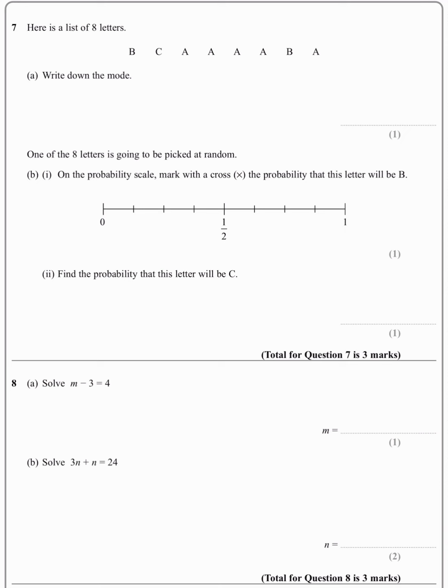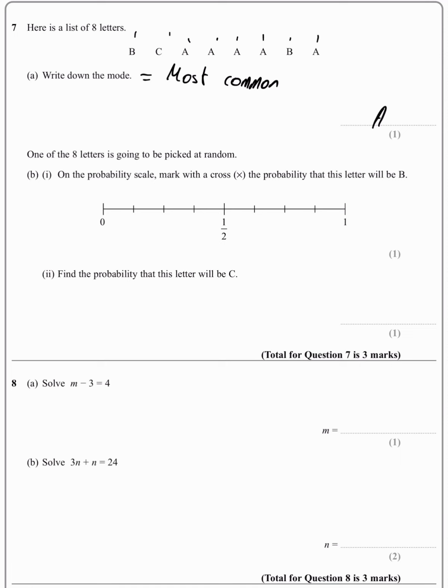Now, the mode is just terminology that you're going to have to learn in the statistics portions of mathematics. What the mode means essentially is most common. That's the way I like to think of it. So we're going to write down the most common letter, which happens to be A, since we have 1, 2, 3, 4, 5 A's and only 1 C and 2 B's. So the mode is A.